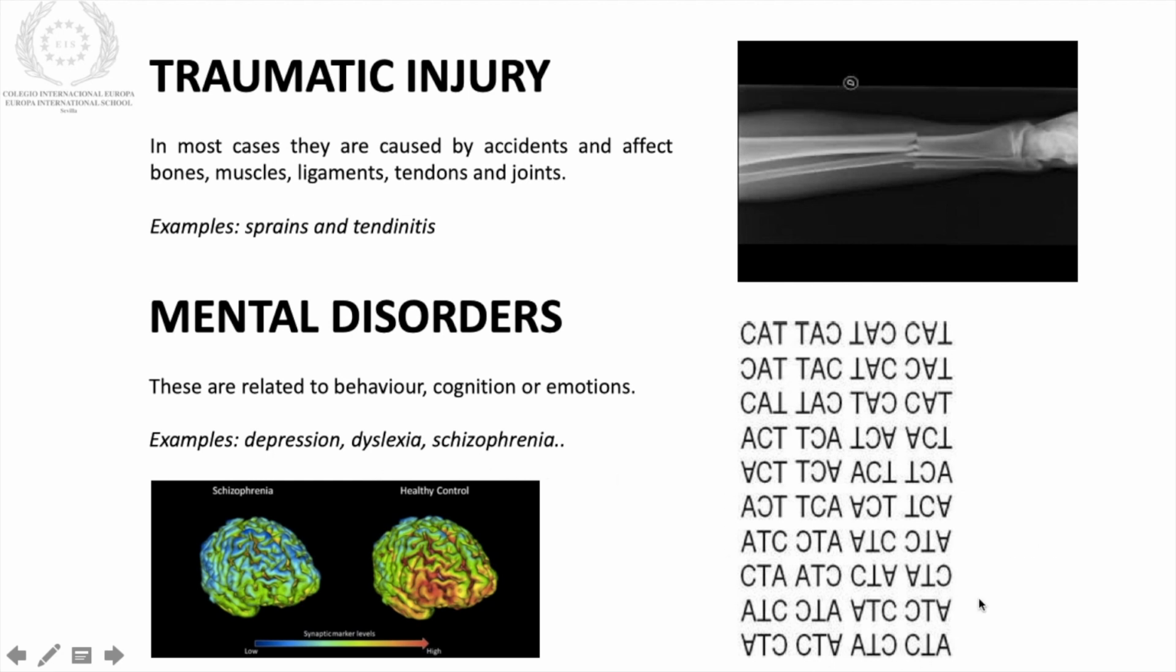Here you have an example of how a person with dyslexia can see the same word. Okay, here you have the original word, cat, and a person with dyslexia can see it in all of these ways. Okay, changing the position, changing the order of the letters, or everything. Okay, combined. And here you have a brain with schizophrenia and a healthy brain.